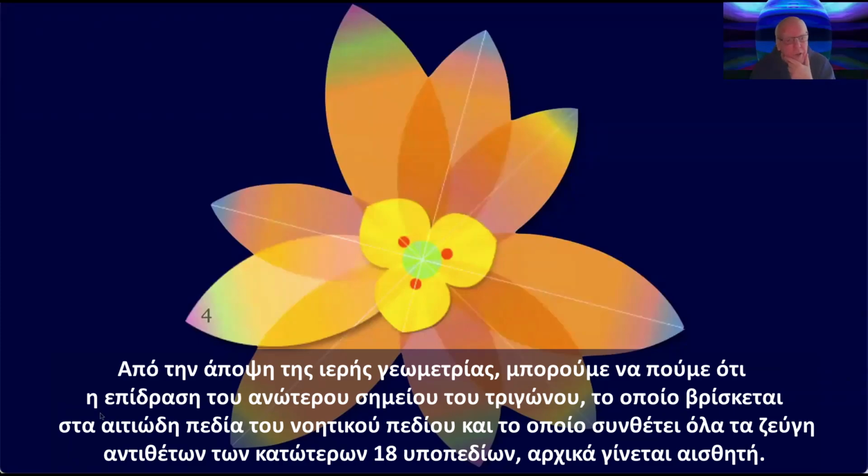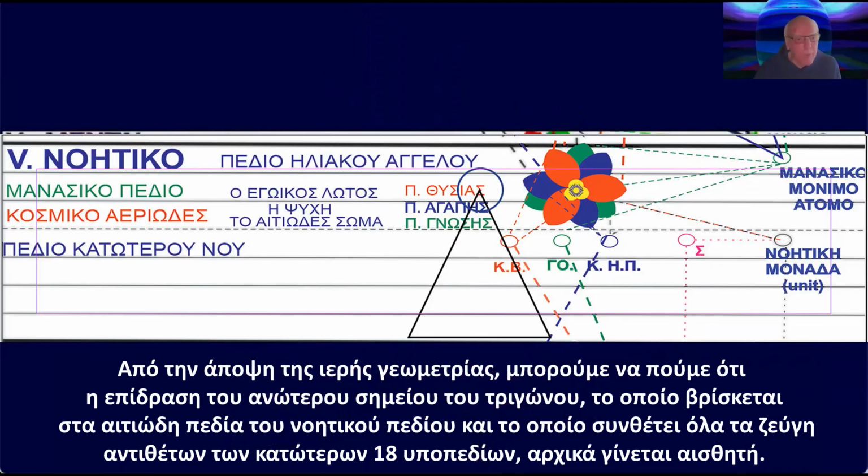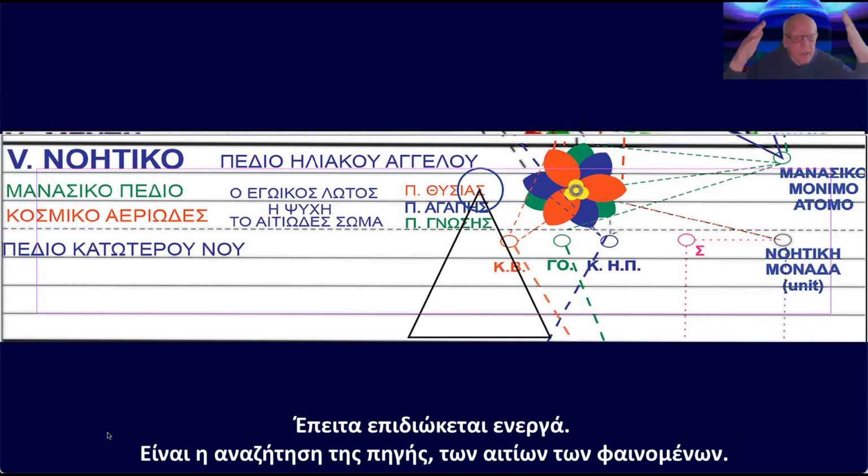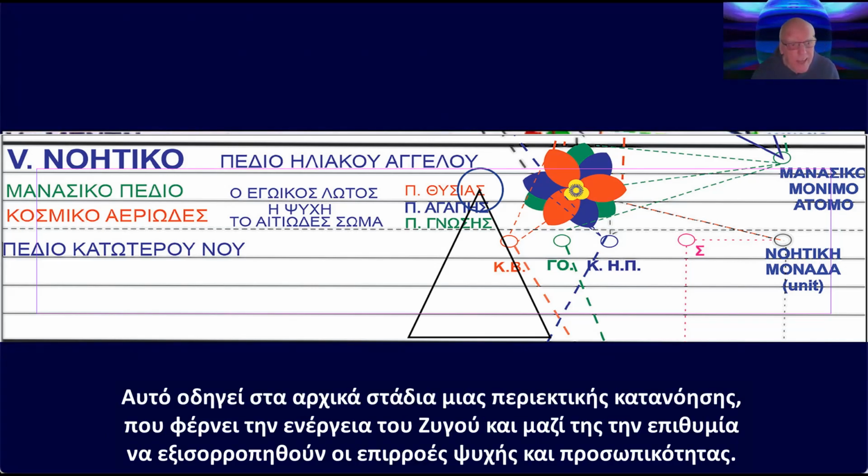In terms of sacred geometry, we could say that the influence of the upper point of the triangle, which stands on the causal levels of the mental plane and which synthesizes all the pairs of opposites that demonstrate on the lower 18 subplanes, is at first sensed, then actively sought. It's the seeking for the source, for the cause of things. This leads to the beginning stages of inclusive understanding, which brings in the energy of Libra, and with it, the desire to balance the influence of the soul and personality.